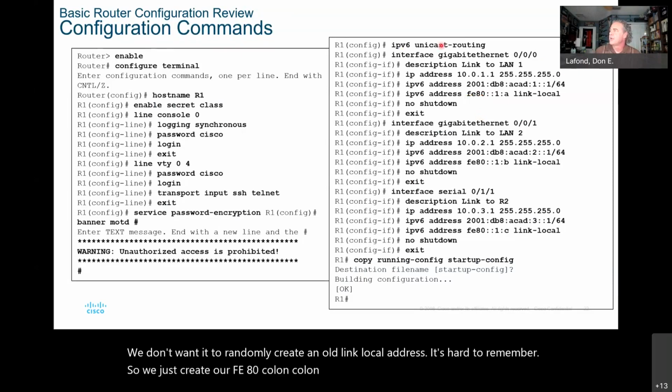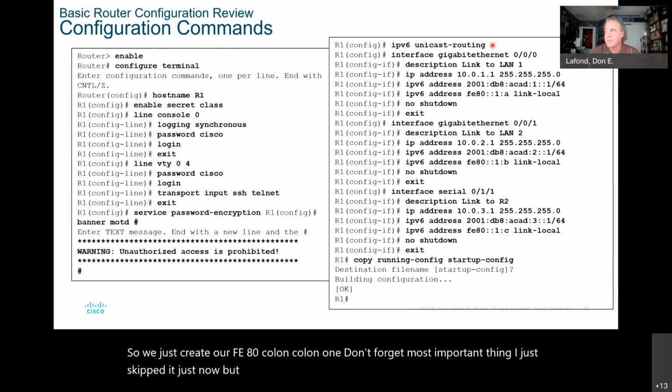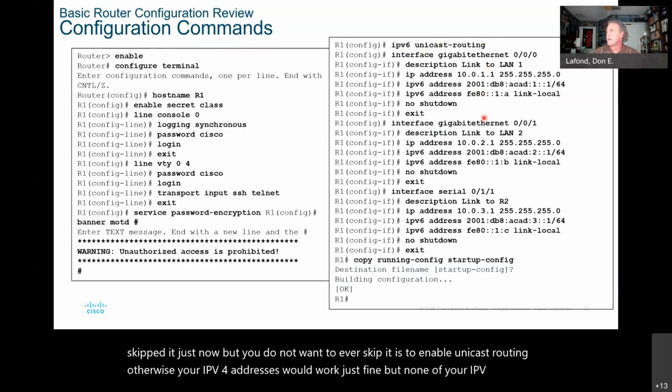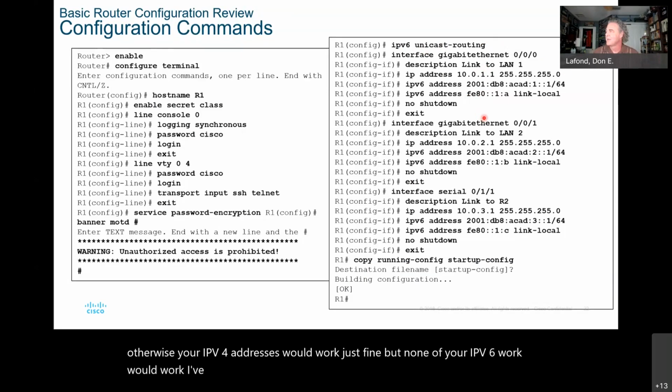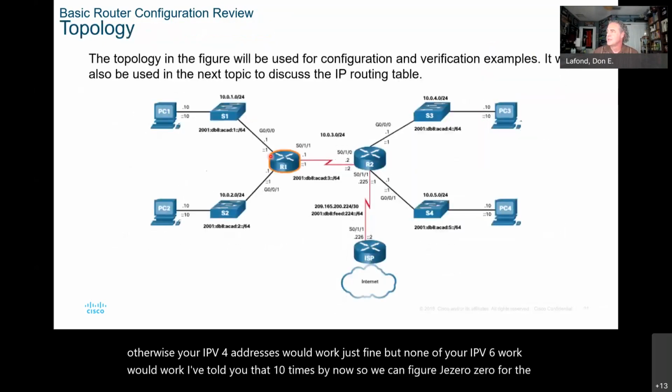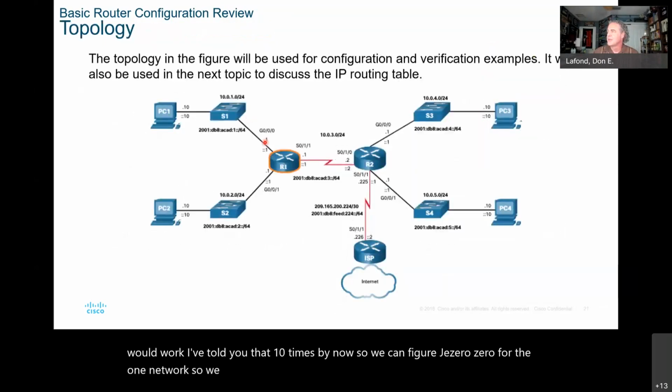Don't forget, the most important thing, I just skipped it just now, but you do not want to ever skip it, is to enable IPv6 unicast routing. Otherwise, your IPv4 addresses would work just fine, but none of your IPv6 would work. I've told you that 10 times by now. So we configure G0/0/0 for the one network. Oh, it says right there, G0/0/0. For the one network, here is G0/0/1.